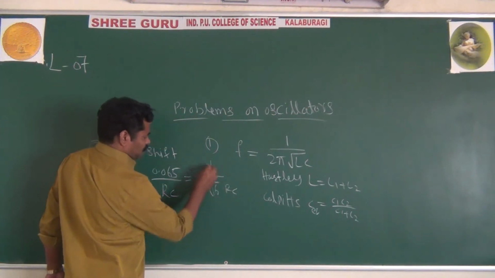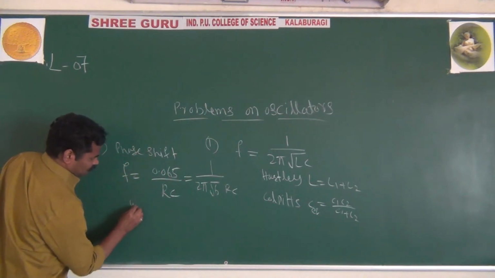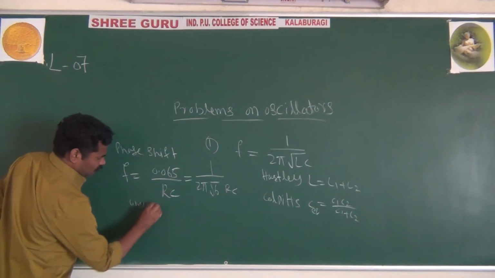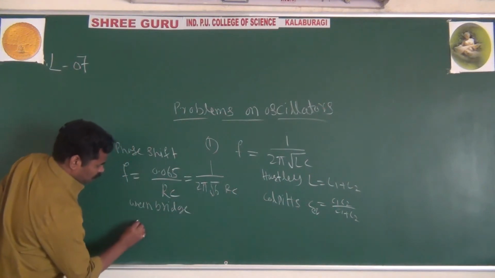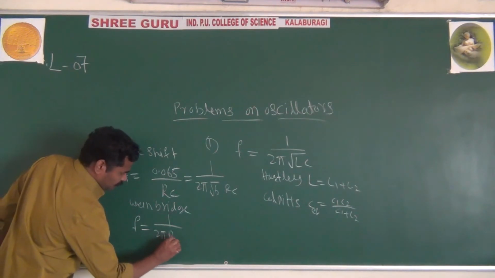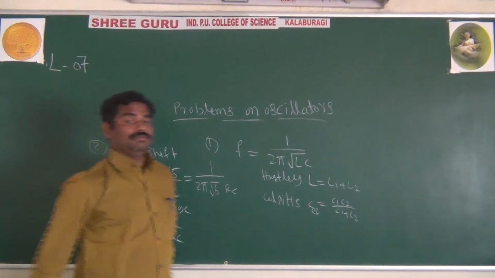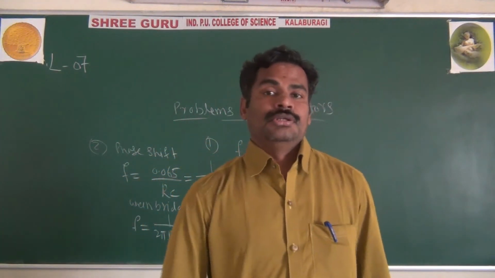This you simplify, this will get 0.065. And also for your Wien bridge oscillator, you are using F is equal to 1 divided by 2 pi RC. It means if you remember these formulas, it is very simple to solve the problems on your oscillators.